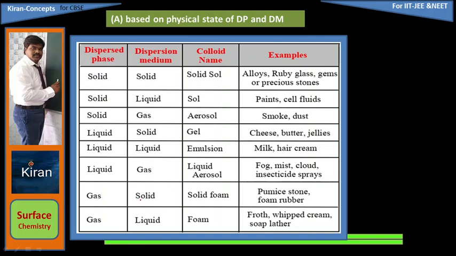Gas in solid, example is pumice stone and foam rubber. Gas in liquid, example foam, froth, whipped cream, soap lather. These all will come under gas in liquid type of colloidal solutions. These are classified based upon the different states of dispersed phase and dispersion medium.